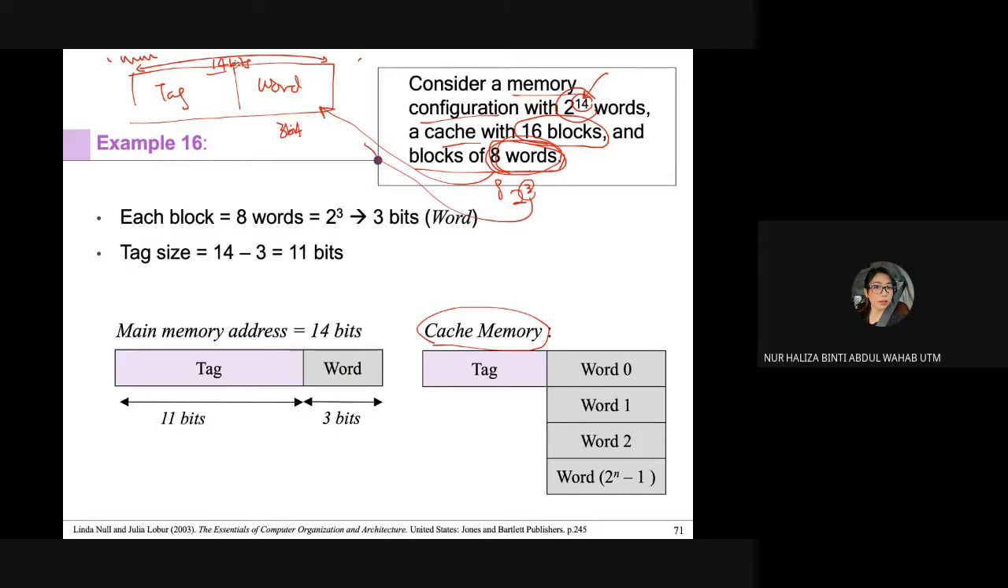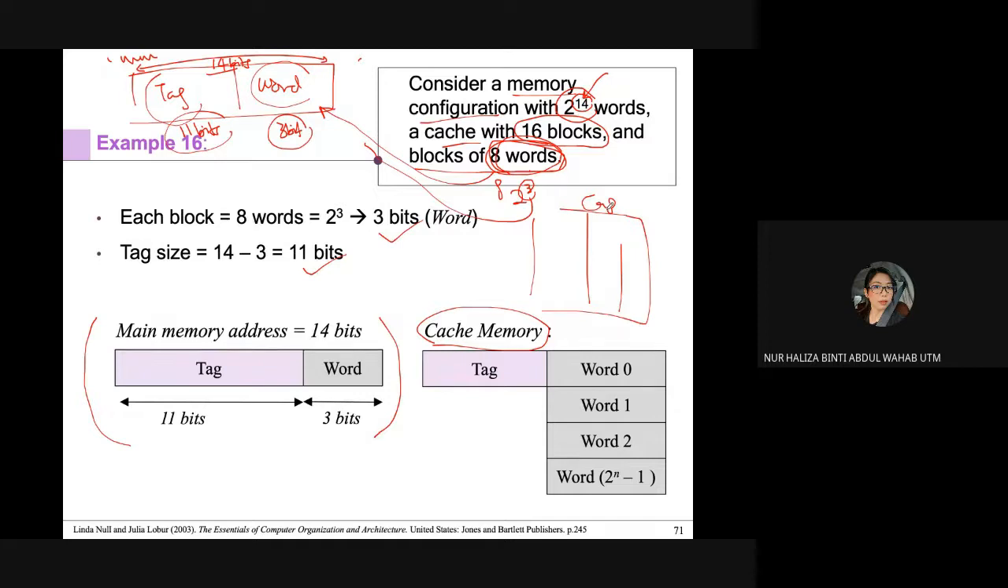And of course, this is 14 bits altogether: 11 bits for your tag, and your word will be 3 bits. It's easy, right? That's how to get the tag and also the word. You can see the word is 3 bits and your tag size is 11. Then you will come out with these solutions. Later on, you will see about the block, and how you are going to draw the block for your cache memory.